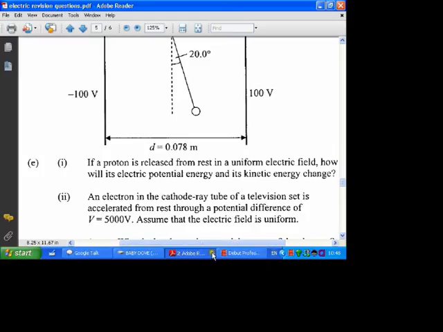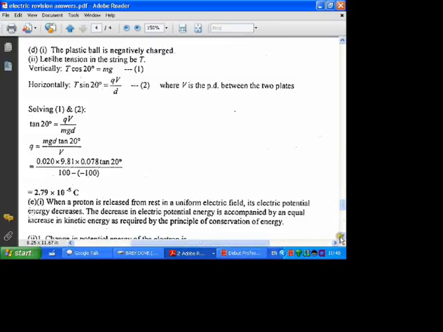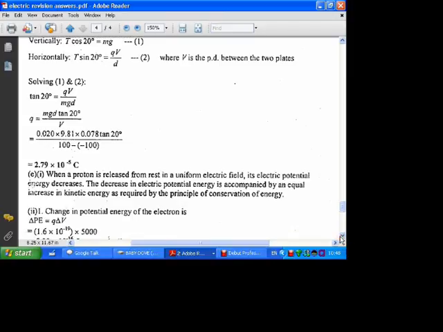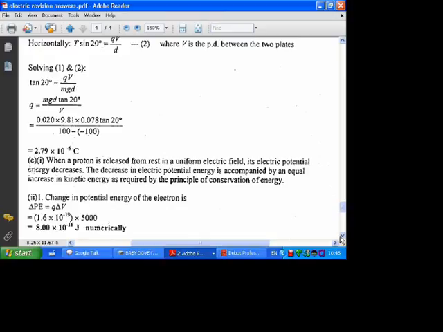So the loss in EPE becomes Q delta V. So there's a loss in EPE of the electron of this value. This is the old TV whereby you use electric plates to accelerate the electrons, and then the electrons hit the fluorescent screen, causing the image to be formed. It's not your LCD, it's the old type of TV.